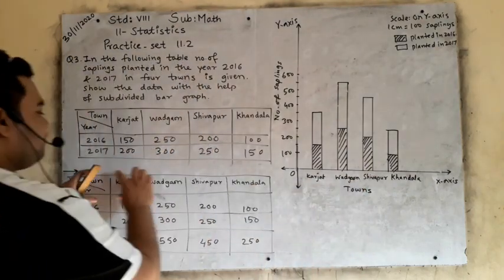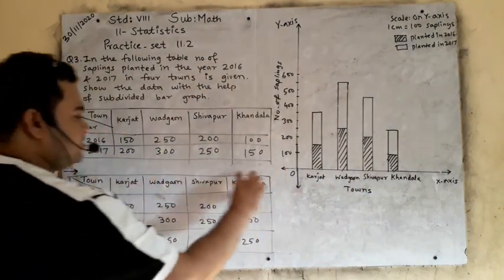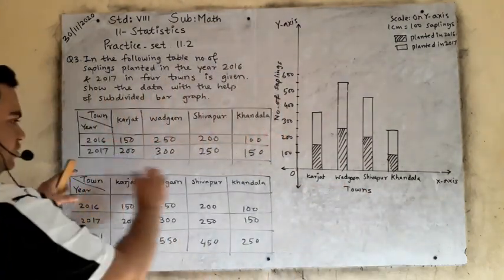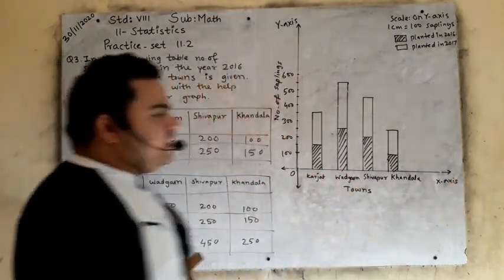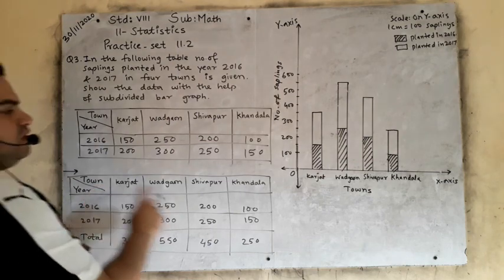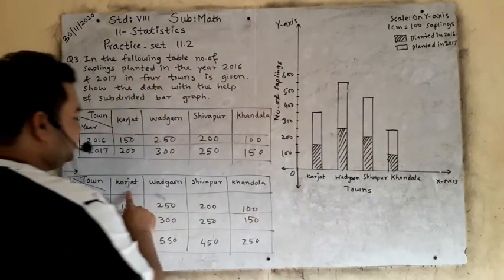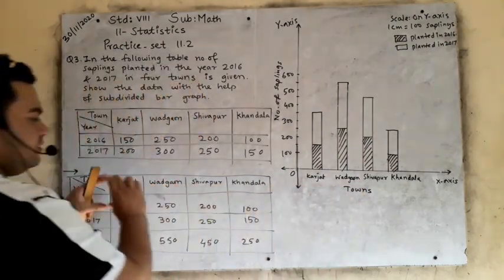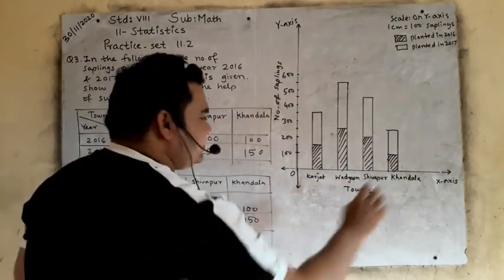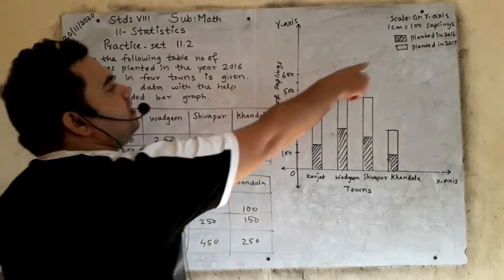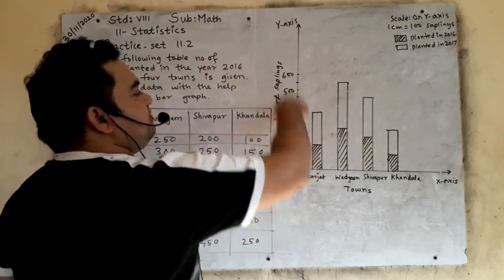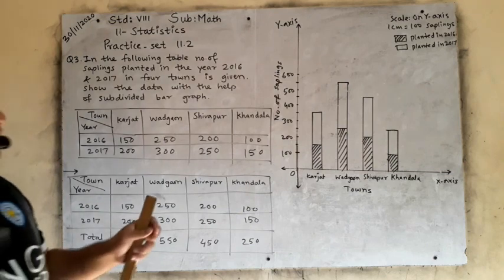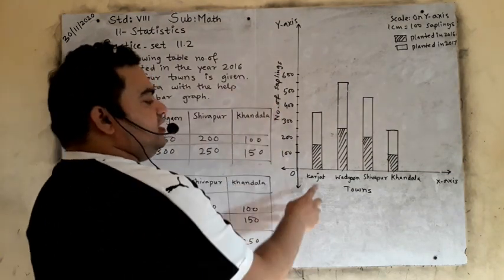I have said the first row will always be on the x-axis. See, it is towns. So we have written here the towns: Karjat, Vadgaon, Shivapur and Khandala. So always remember the first row will be your x-axis. And what is here? The scale is given. Whatever scale we use, we will write here, and the number of saplings. Is it clear?